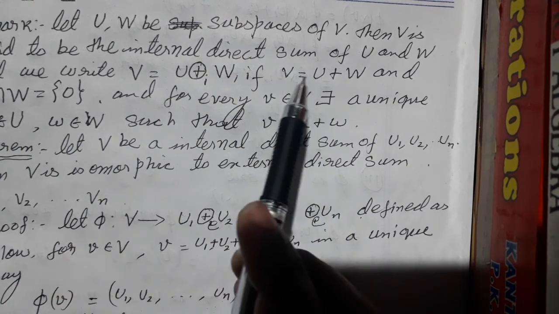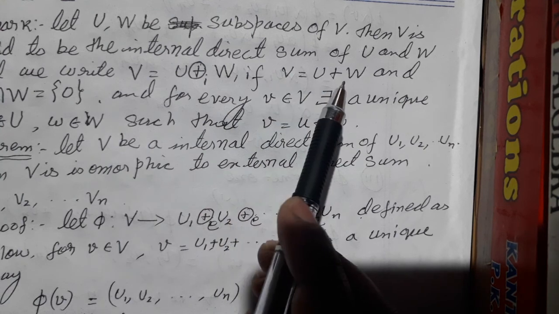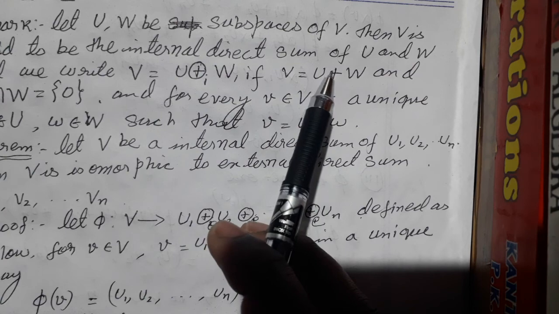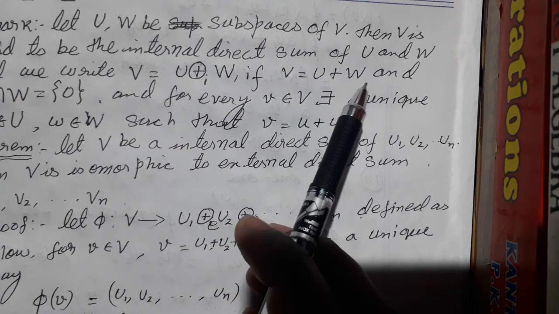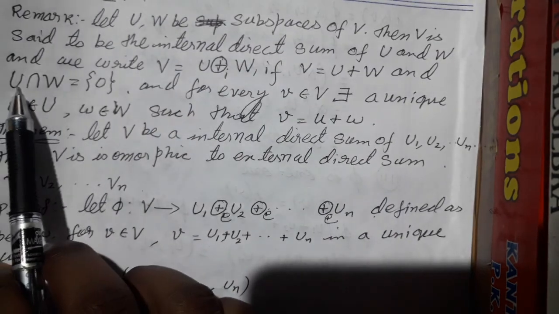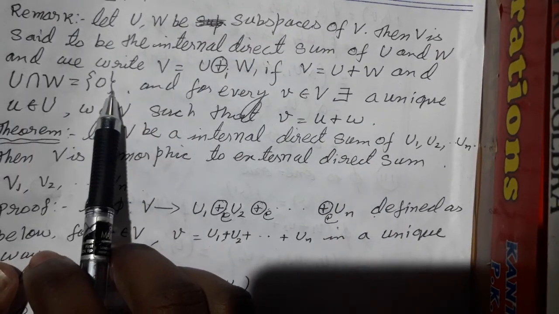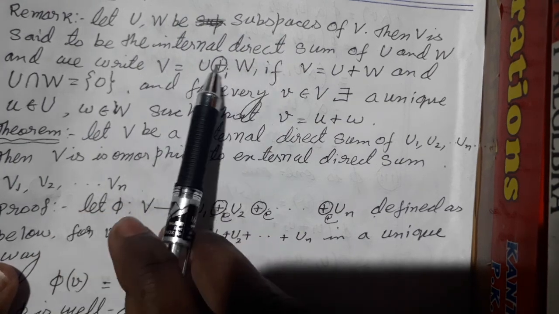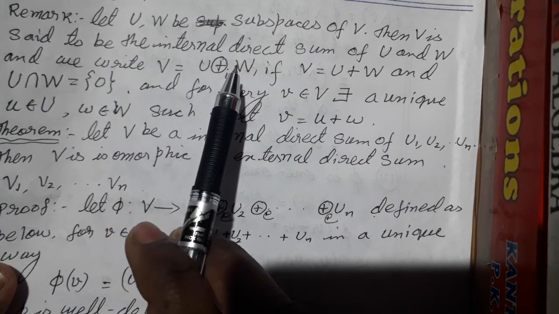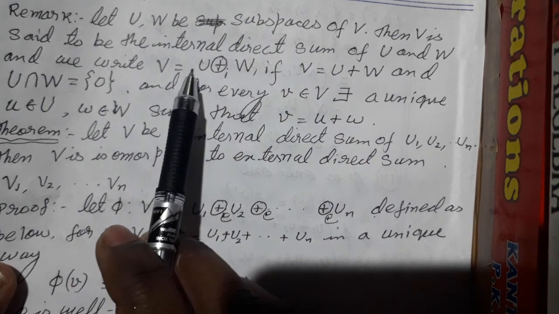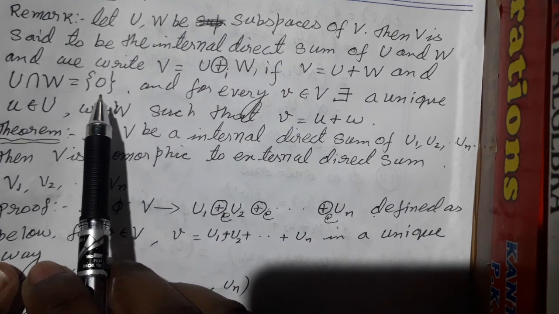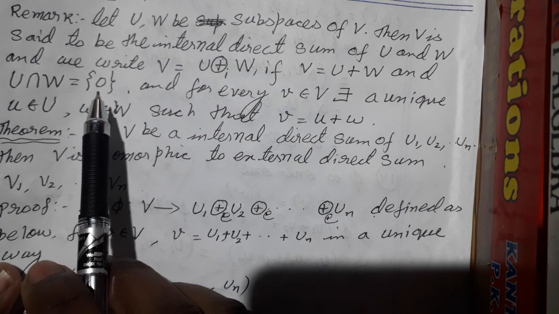That is also what I'm going to explain here. So we have V equal to U plus W, but you should be very careful. You have to remember that the intersection of these two subspaces should consist of only the 0 element. Then only can we write it as the internal direct sum. Any vector space can be written as the sum of two subspaces as the internal direct sum if the intersection between the two subspaces consists of only the 0 element. It should not consist of any other element.